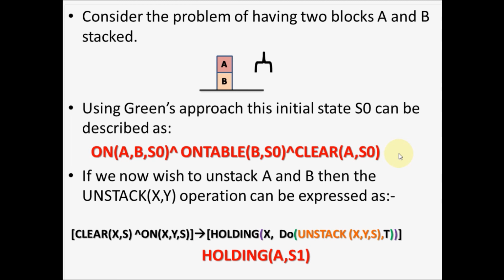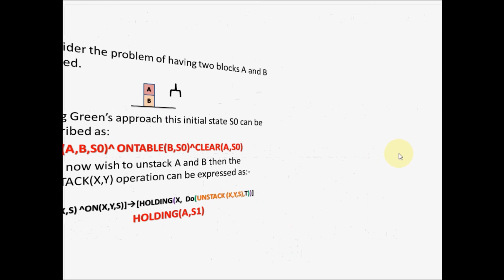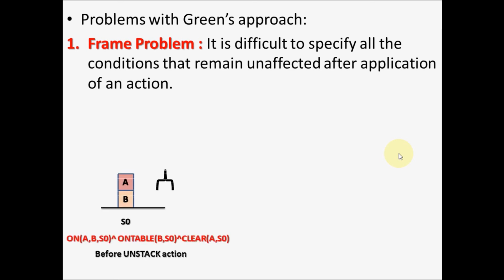You have to make it intelligent by doing this, correct? So let us now see what are the problems with this Green's approach. The first problem is called the frame problem. It is difficult to specify all the conditions that remain unaffected after the application of an action.